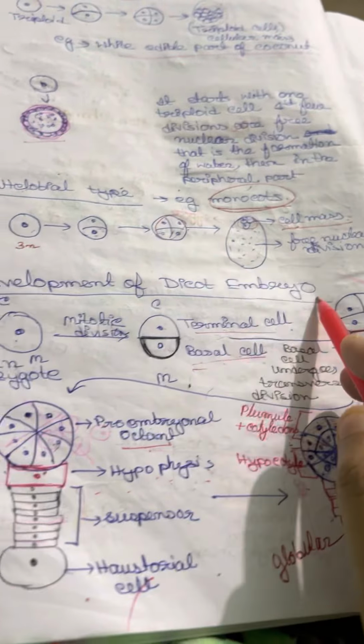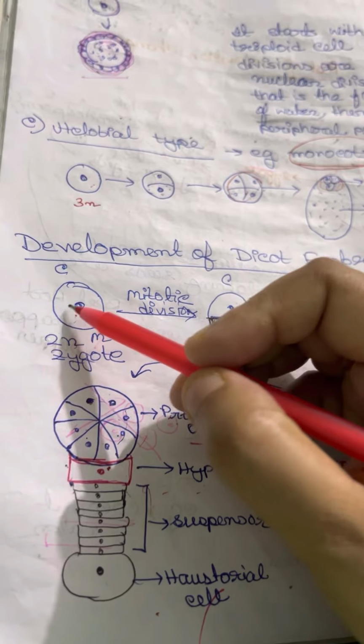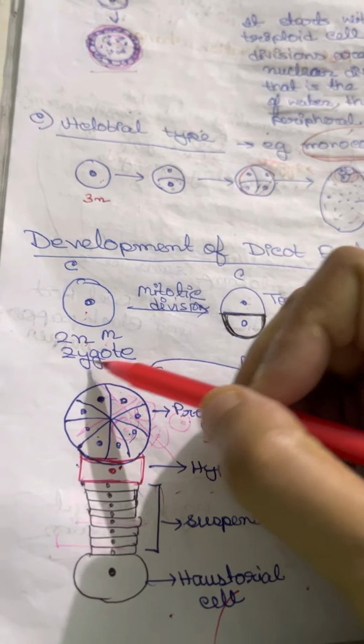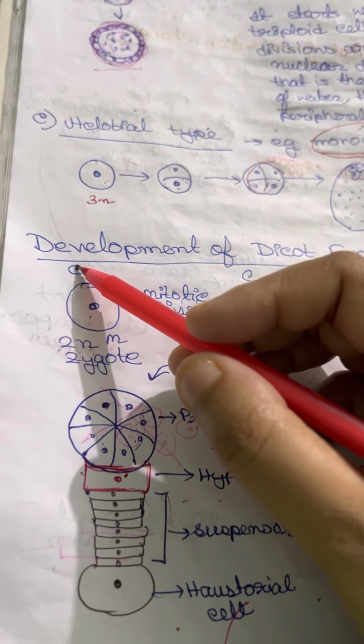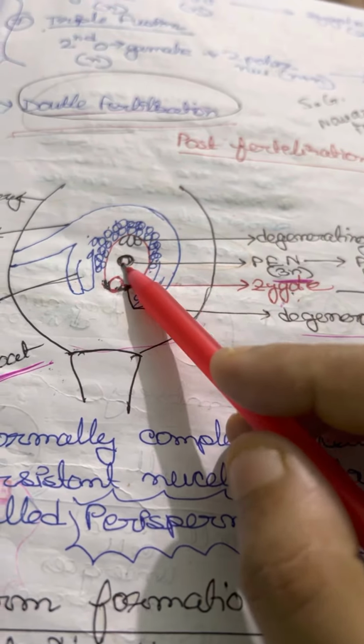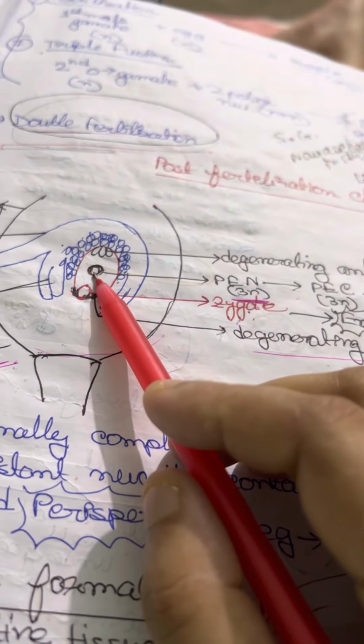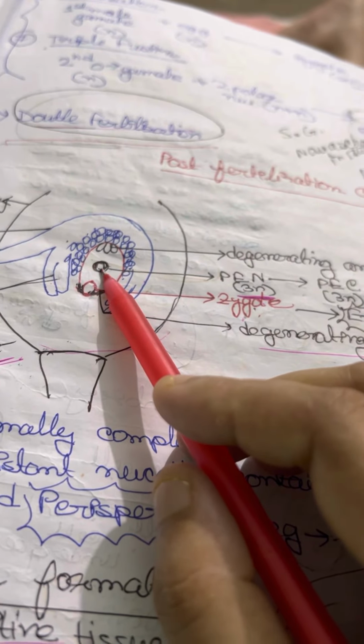Development of dicot embryo. Suppose this is the dicot embryo, that is the diploid zygote. One is the chalazal end, the other one is the micropyle end. Before and after fertilization we have seen that the polar nuclei, this PEN, will develop. Fertilization takes place as double fertilization.